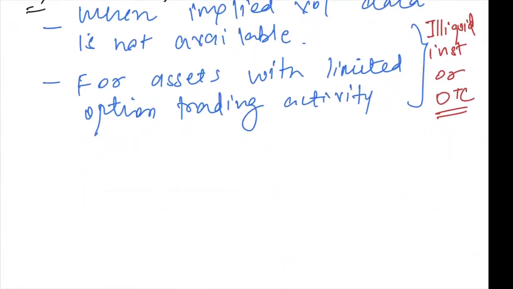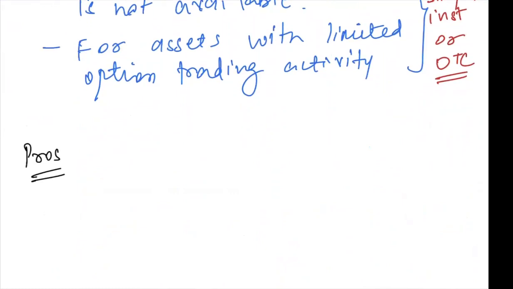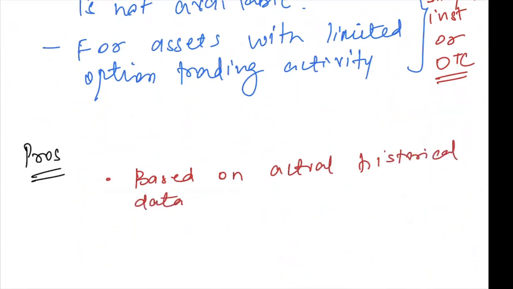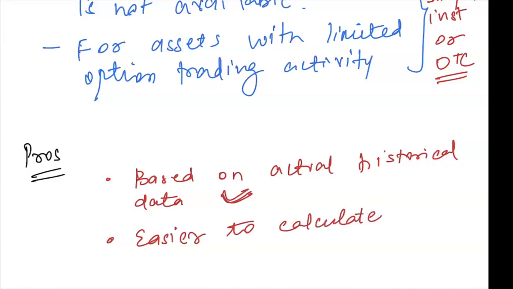So now let's look at the pros and cons. The pro is, of course, that it's based on actual historical data. This is one of the best things, that we know this has actually happened. Second, it is easier to calculate because you already know the market prices.